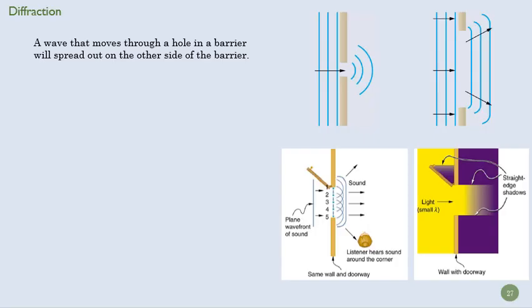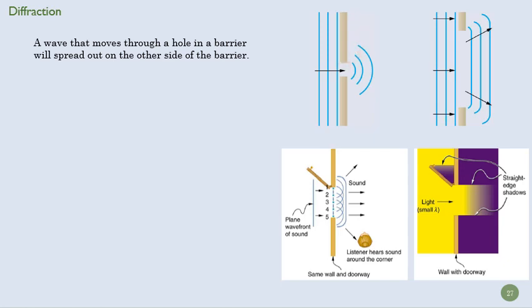Another interesting phenomenon that arises because of the wave nature of light is called diffraction. And this lecture will find out what that is. All right, so what is diffraction? When a wave moves through a hole in a barrier, like this one over here, it sort of spreads out on the other side of that barrier.